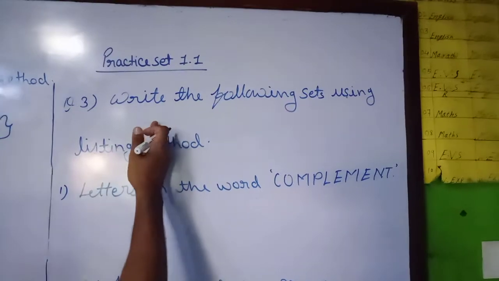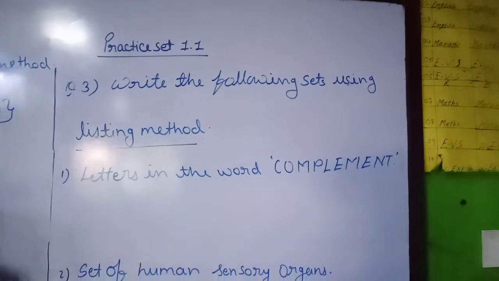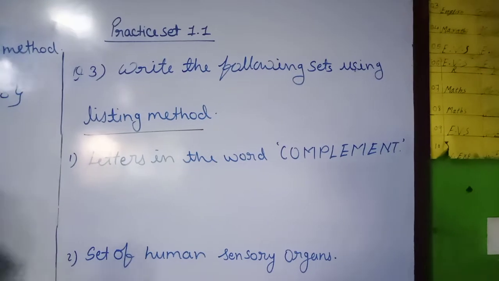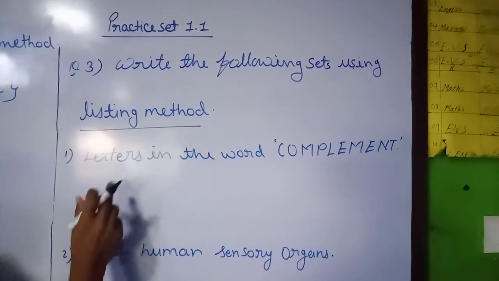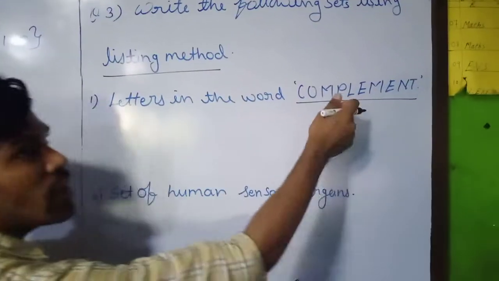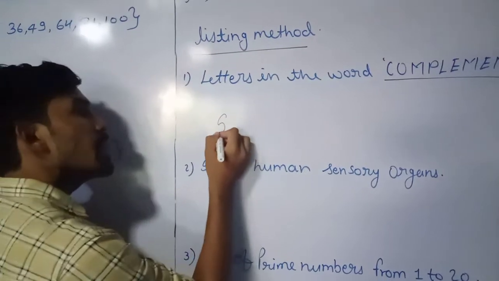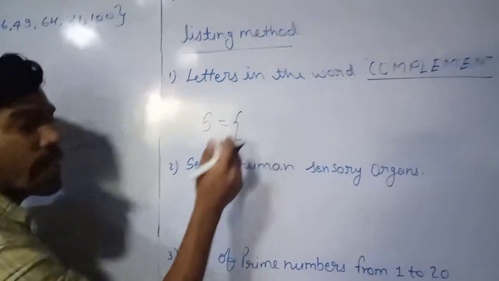In the third question, write the following sets using the listing method. Like in the first one we did, listing and the roster method are the same. Letters in the word complement. Take any capital letter for the name. So I took S is equal to, in curly brackets.